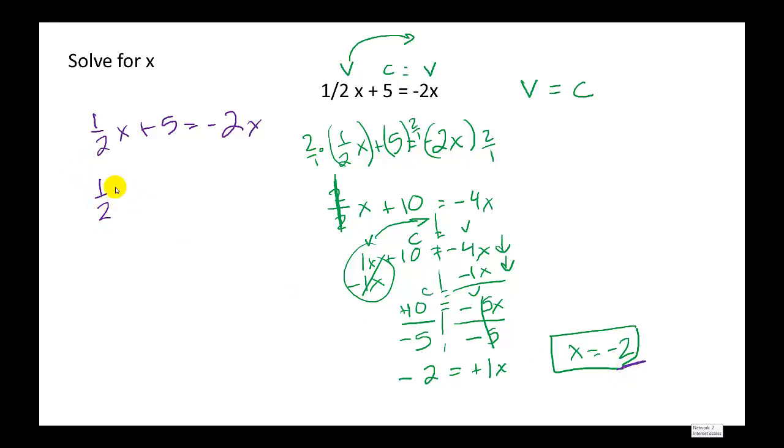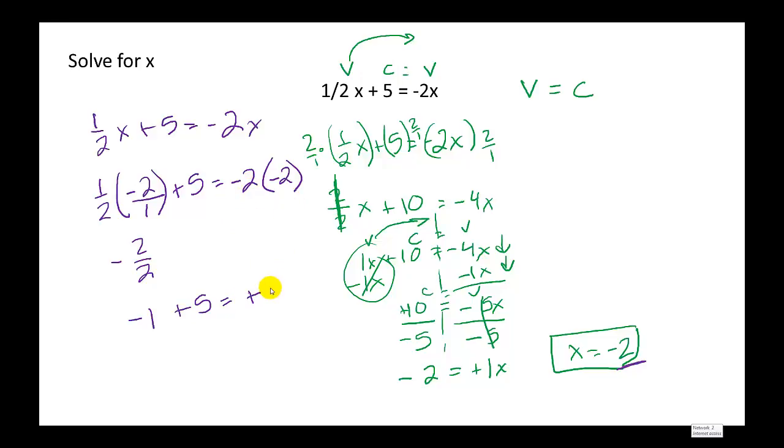So I have 1/2 times -2 plus 5 is equal to -2 times -2. Well, let's make a whole number into a fraction by putting it over 1. So 1/2 times -2 over 1 makes -2 over 2, also known as -1. We have plus 5 equals a negative times a negative is a positive. 2 times 2 is 4.